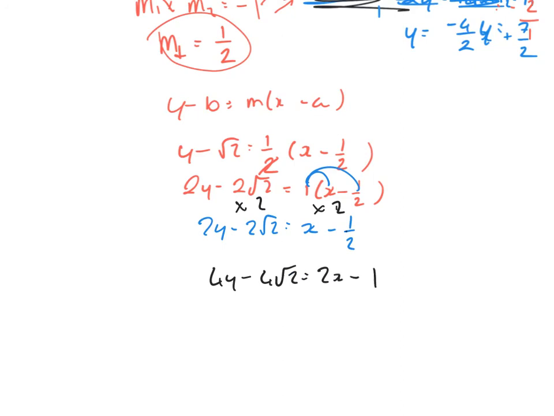1. So what did I do there? Multiplied everything by 2. 2y by 2, 4y. 2 root 2 by 2, 4 root 2. x by 2, 2x, and half by 2, that's 1. Then bring that over: 4y is equal to 2x minus 1 plus 4 root 2. It looks a bit messy, but it's not bad. Final answer.